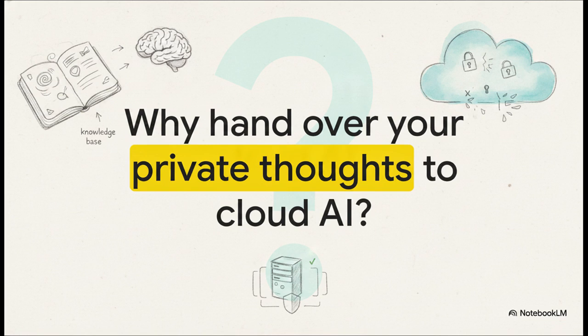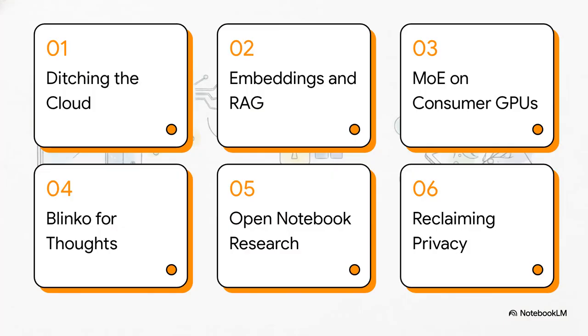It's amazing. But here's the massive catch. Why on earth would you hand over your most intimate thoughts, your half-baked ideas, or sensitive research to cloud-based AIs like ChatGPT or NotebookLM? Even with their incredible reasoning capabilities, relying on the cloud for something as private as personal knowledge management introduces a massive privacy risk. So, how do we get the best of both worlds?